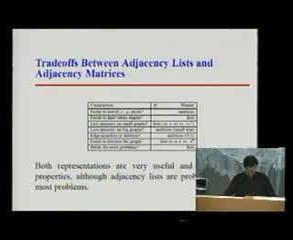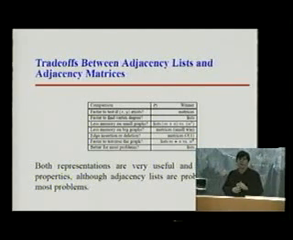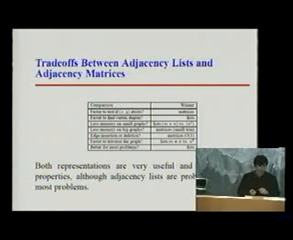Okay. So what are the trade-offs between adjacency lists and matrices? Sometimes adjacency matrices are good things. Sometimes adjacency lists are good things. Okay?